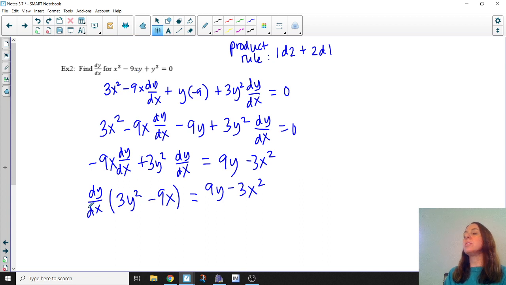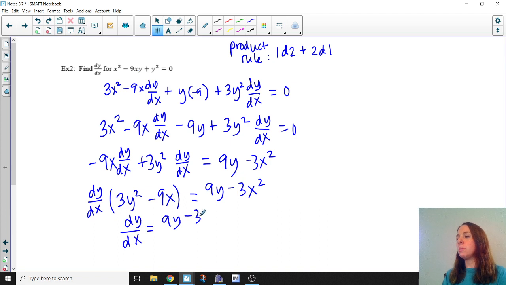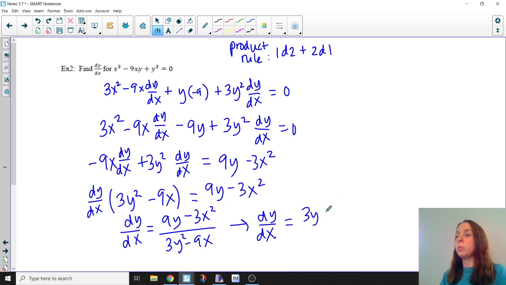Now that we have the dy over dx factored out, we can solve by dividing both sides by this quantity. So dy over dx is equal to 9y minus 3x squared over 3y squared minus 9x. We could factor a common factor of 3 out of these terms and cancel, divide it out. So we would have 3y minus x squared over y squared minus 3x in simplest form.